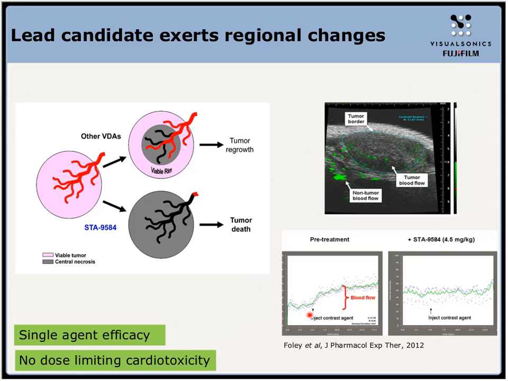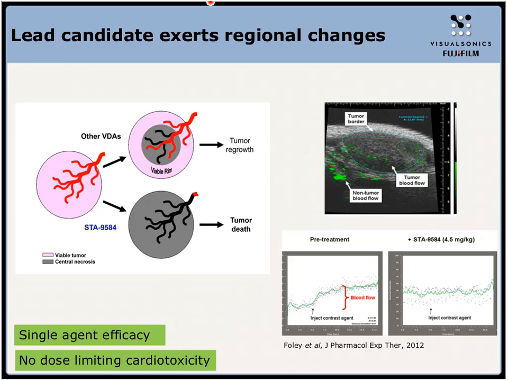You can see that for this tumor there is a slope and then there's a plateau, and both the slope and the plateau are resolved once the tumor is subjected to the lead candidate. So their strategy was single-agent efficacy for tumor regression and/or anti-tumor activity, and they also reported no dose-limiting cardiotoxicity. I imagine that these two are very important parameters, a balance between efficacy and toxicity.